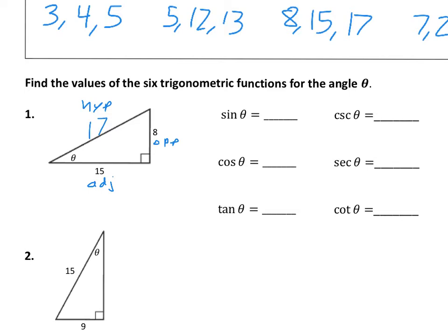So sine theta is opposite over hypotenuse. Cosecant will be the reciprocal of that. Cosine theta is adjacent over hypotenuse. So secant will be the reciprocal. Tangent is opposite over adjacent. So cotangent is the reciprocal of 8 over 15, so 15 over 8.